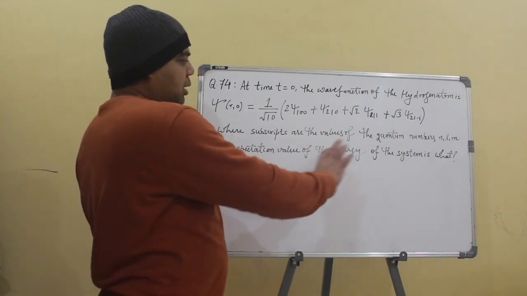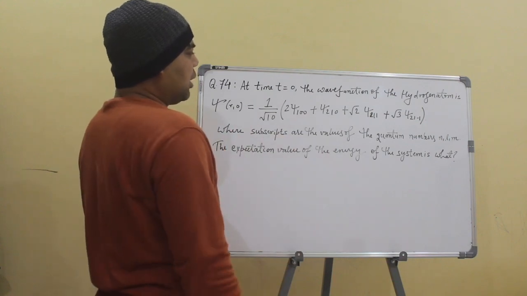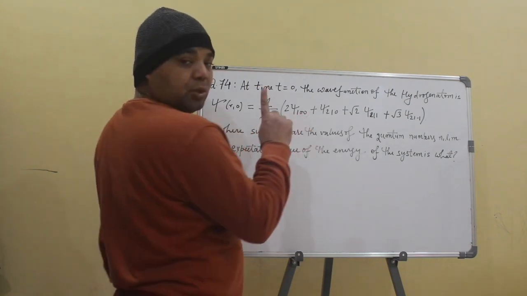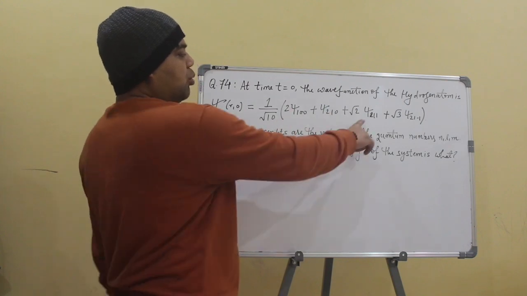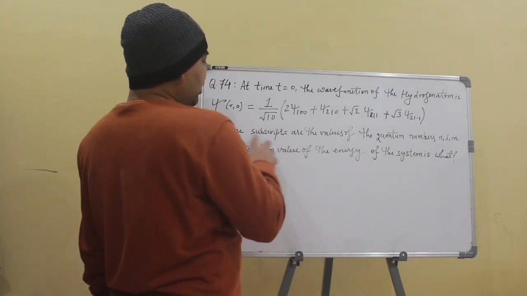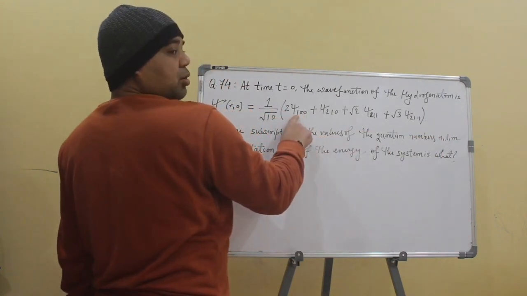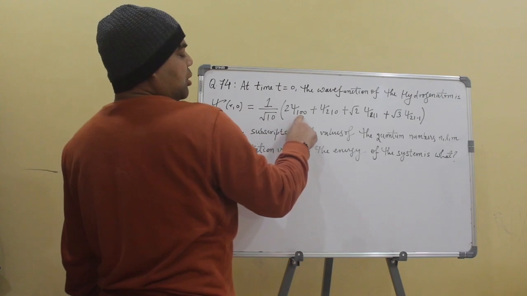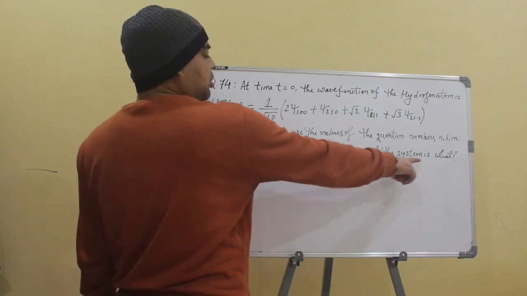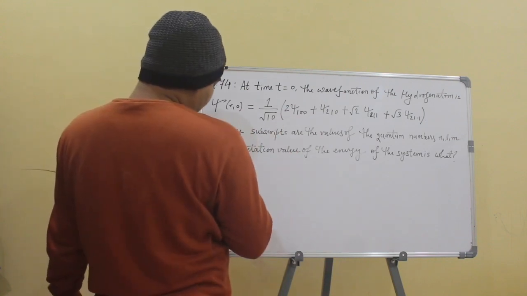Hey everyone, let us take another important problem. It says that at time t equals 0, the wave function of the hydrogen atom is psi(r, 0) equals 1 by root 10 times [2 psi 100 plus psi 210 plus root 2 psi 211 plus root 3 psi 21 minus 1], where the subscripts are the values of the quantum numbers n, l, m. So the expectation value of the energy of the system is what? Let us try to calculate that expectation value.